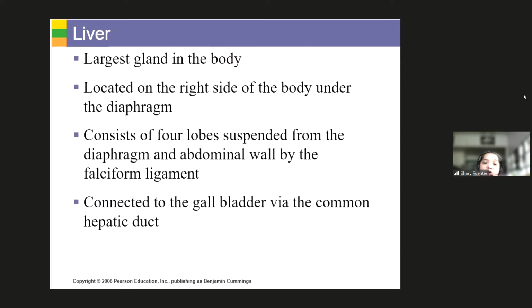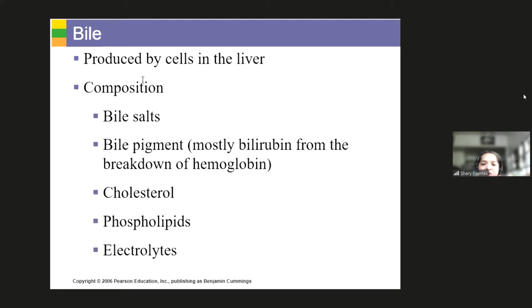Okay, aside from metabolism, they also have a function in hematologic regulation. And of course, when you talk about the digestive system, we are talking about bile production. Okay, so that is in the liver. So what about the bile? Ito yung pinuproduce ng liver. The bile is produced by the cells in the liver known as your hepatocytes.